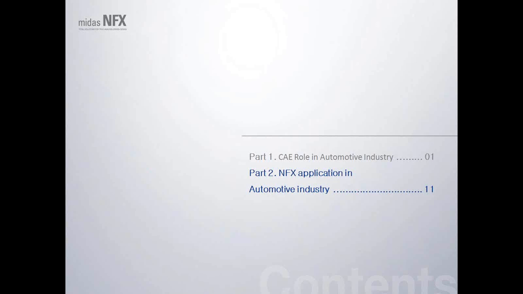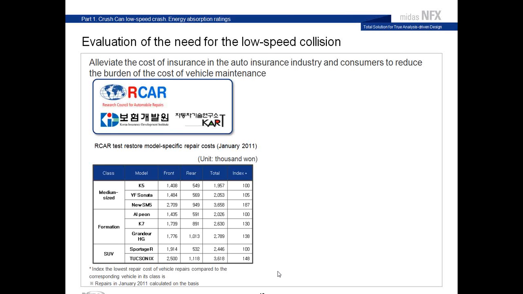Now we'll go into the second part of my presentation, which is about the presentation of midas NFX application in automotive industries. So the kinds of tests we did using NFX, and in which parts of car analysis you require simulation. So I will talk first about the safety area. The first thing we'll talk about is low speed collision. I will show you right after what it means, but first I would like to talk a bit about why we do this kind of analysis.